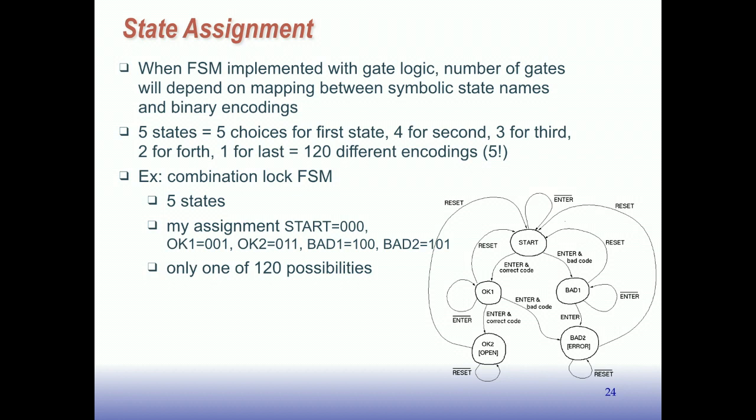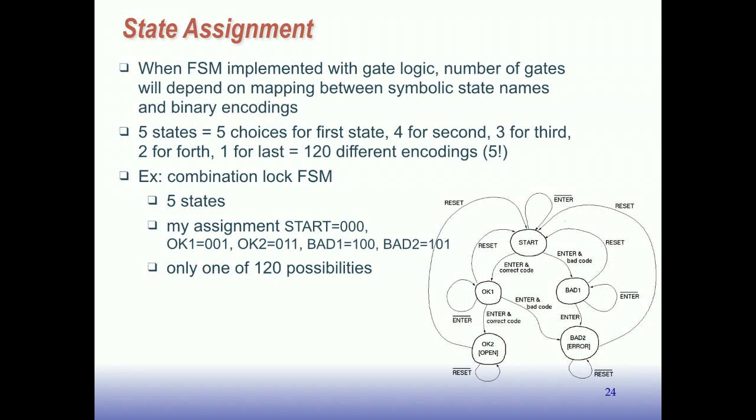So for the first one, we can use 1 of 8 patterns, 0, 0, 0 through 1, 1, 1. Once we choose one of these, the next one has 7 possibilities. Then we're going to have 6. Then 5. And 4. 1, 2, 3, 4, 5. So what's this number?